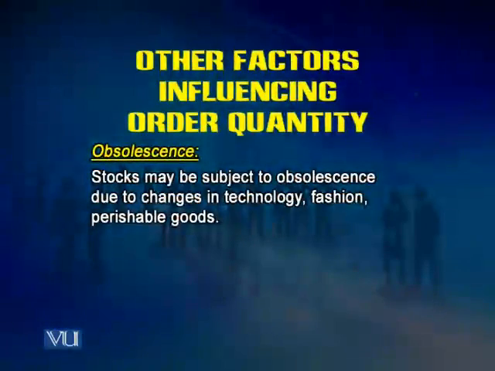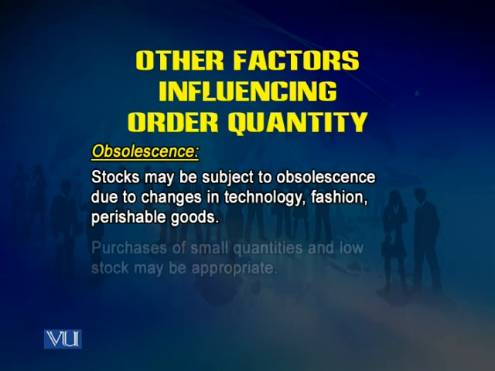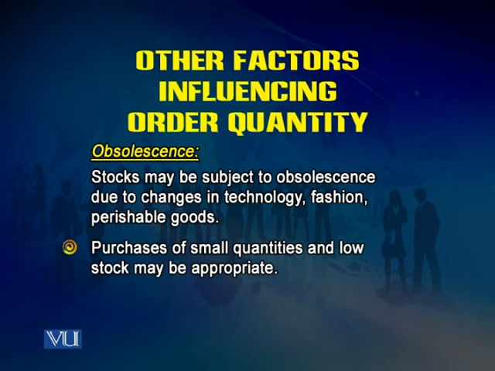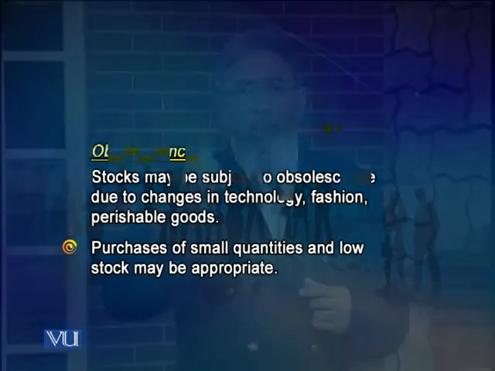Obsolescence. Stocks may be subject to obsolescence due to changes in technology, fashion, perishable goods. Purchases of small quantities and low stock may be appropriate. The third factor which is going to influence the order size is obsolescence. Obsolescence means that goods will go either out of fashion, or they will be out of date, or they will develop some defects so that they cannot be used.